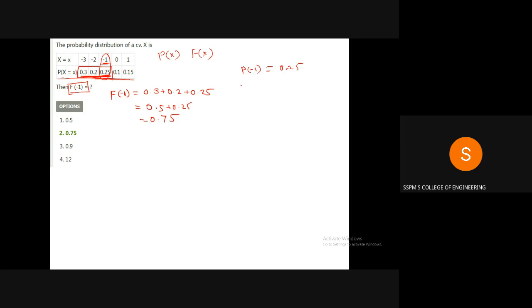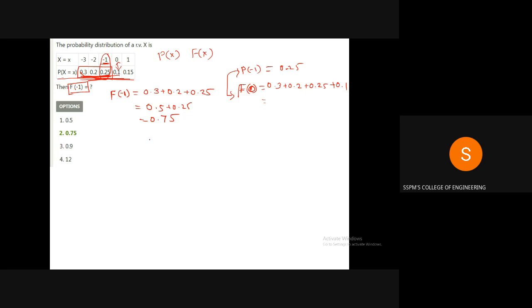If F of 0 is asked, you will have to add all these four terms. Zero is here, so you add 0.3 plus 0.2 plus 0.25 plus 0.1. This will give you F of 0. So that is the difference between P and F. P is directly given here, and F is the sum of all the previous terms.